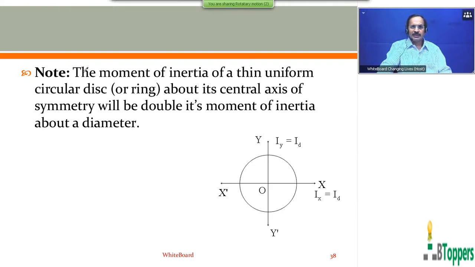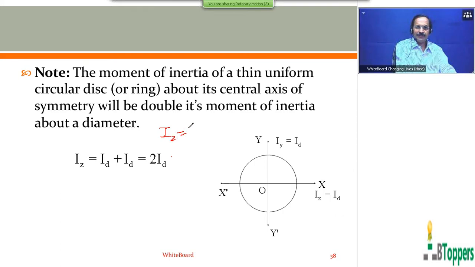The moment of inertia of a thin uniform circular disk or a circular ring about its central axis of symmetry will be double its moment of inertia about a diameter. So you can write Iz equal to, that means the calculation for this based on the perpendicular axis theorem, Ix plus Iy. Here Ix equal to Id as explained before. Iy is also Id. Iz equal to moment of inertia about central axis.